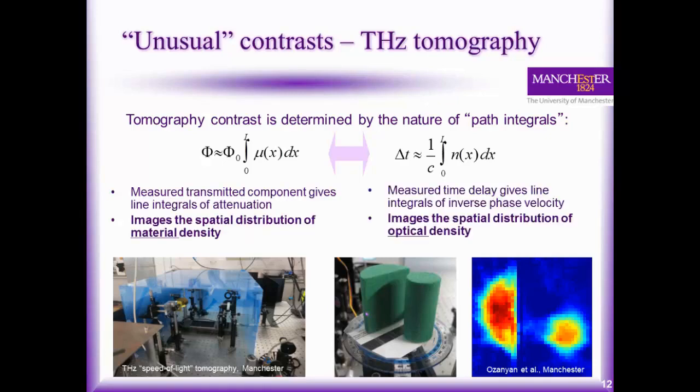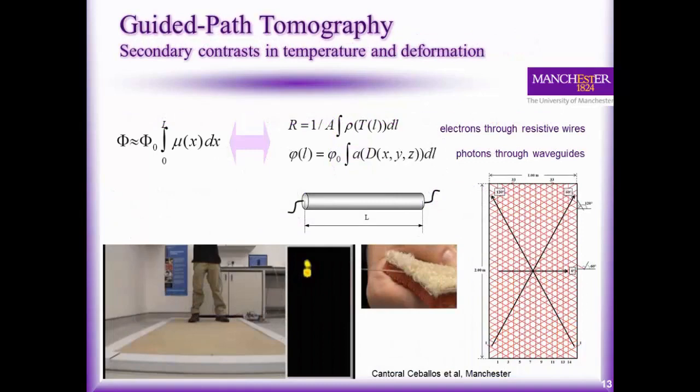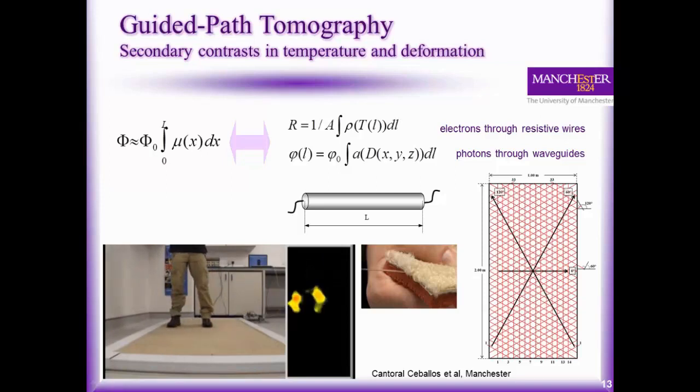A second example of unusual contrast is this guided path tomography case. Okay, so what I'm going to do now, I'm going to show you 2 integrals again, with the old one that you know, and then the new one, which is resistance in a wire. Mathematically, they are absolutely the same. These are path integrals. So if I treat the path integral here from the specific resistance of the wire, that can be a function of temperature. And there you have a secondary contrast.